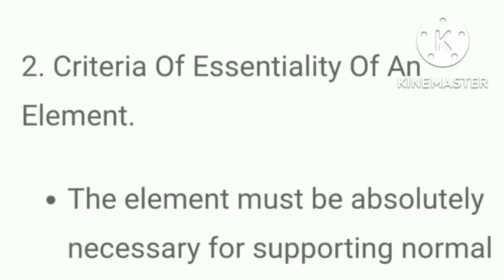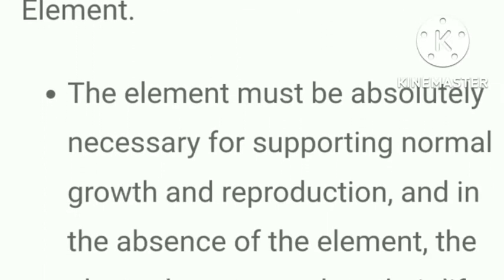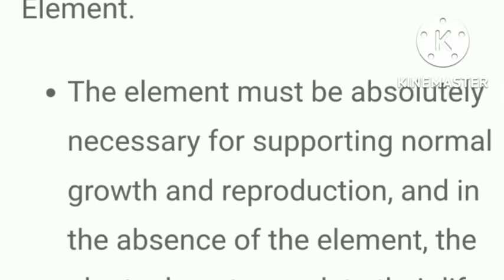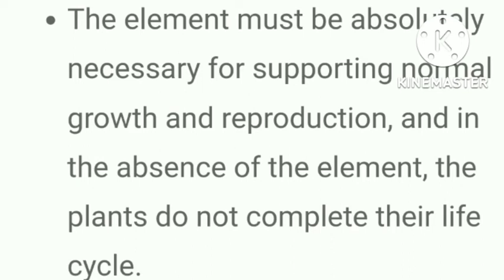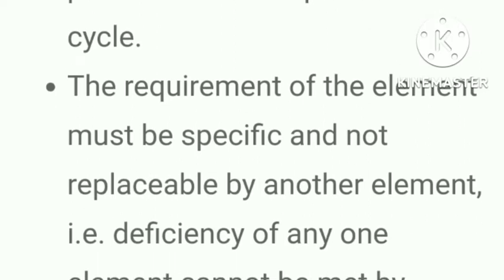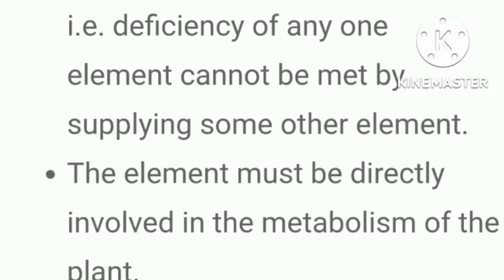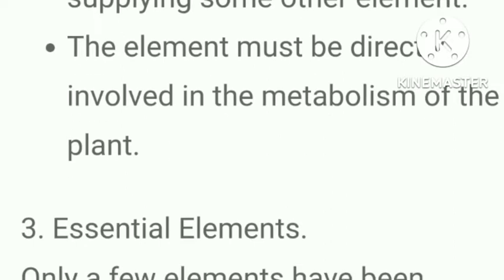Number 2, criteria of essentiality of an element. The element must be absolutely necessary for supporting normal growth and reproduction, and in the absence of the element, the plants do not complete their life cycle. The requirement of the element must be specific and not replaceable by another element. That is, deficiency of any one element cannot be met by supplying some other element. The element must be directly involved in the metabolism of the plant.